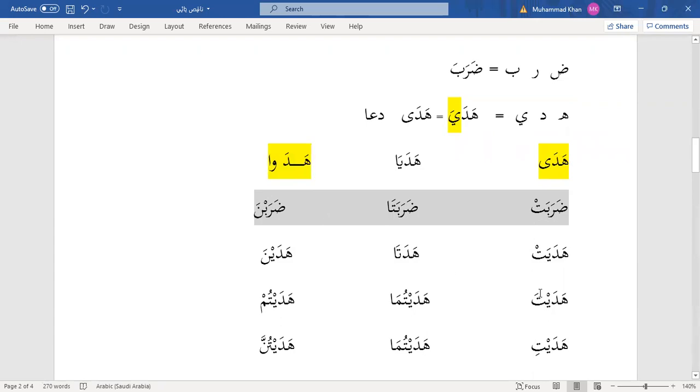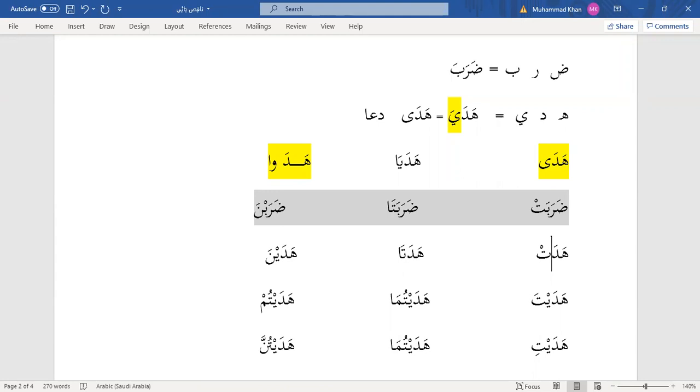But why will ya get dropped? Because the ya is preceded by a fatha, so it will change into alif. So the alif is sakin. When we change it into alif, it becomes hadat. When it becomes hadat, we have iltiqa as-sakinain, two sakins, and we have to drop the weak letter. So the alif gets dropped. It becomes hadat. This is the real way.